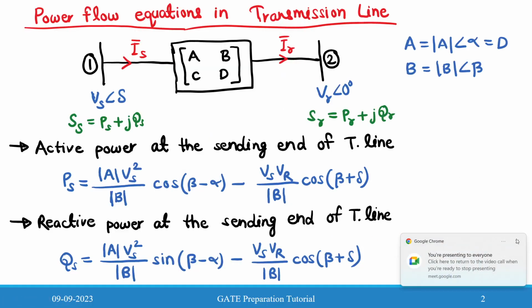As we know, a transmission line is characterized by the ABCD parameters. This two bus system has bus 1 and bus 2, and the voltage at bus 1 is Vs at the angle of delta, which is the power angle, and the voltage at bus 2 is Vr at the angle of 0 degree. Correspondingly, the active and reactive power at bus 1 are represented by Ps and Qs respectively, and the active and reactive power for bus 2 are represented by Pr and Qr.